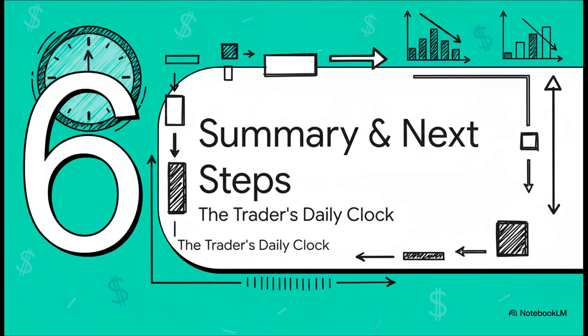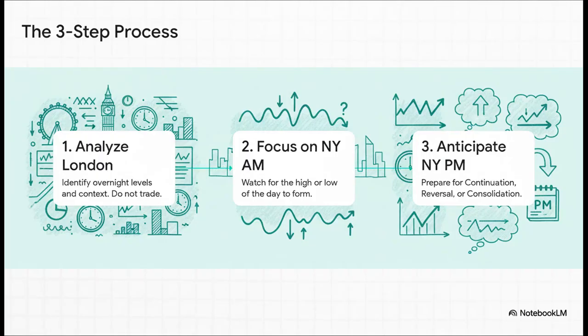Okay, let's wrap this up and bring it all together. Let's recap this whole framework, the trader's daily clock for bonds. It really just boils down to a simple 3-step process you can follow every single day. Step 1. During the London session, you are the analyst. You are not trading, you are gathering intel, identifying key levels, and getting the day's context. Step 2, you focus all your energy on the New York AM session. Your one job is to watch for the high or the low of the day to form. And then, step 3, based on what you saw in the morning, you anticipate the PM session. You prepare yourself for one of those 3 outcomes: continuation, reversal, or just a quiet consolidation.